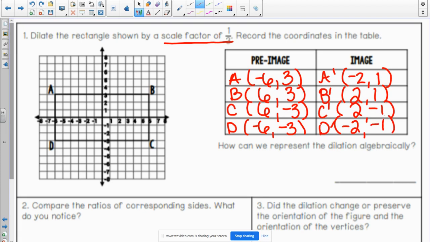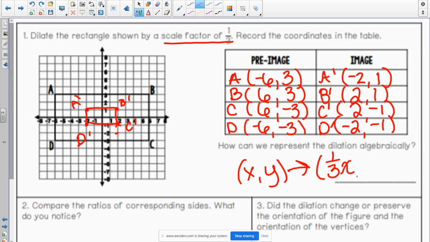So let's go ahead and plot those points so we can see that we're going to reduce this by a scale factor of 1/3. So -2, 1, that's A prime. 2, 1, that's B prime. C's at 2, -1. And then D's at -2, -1. So we're going to connect them. The size should be smaller because we're multiplying by a number less than 1. And it still should have the same shape, but of course a different size. And then algebraically, you're going to put your x comma y yields, and then all you did mathematically is just multiply. So you took 1/3 times x, and 1/3 times y.